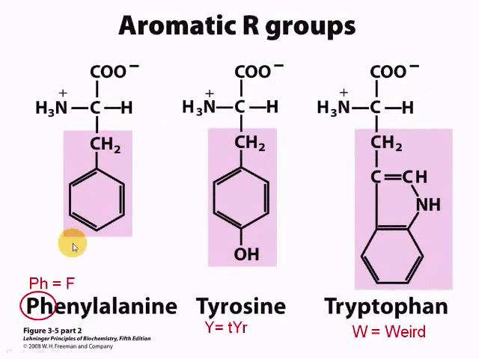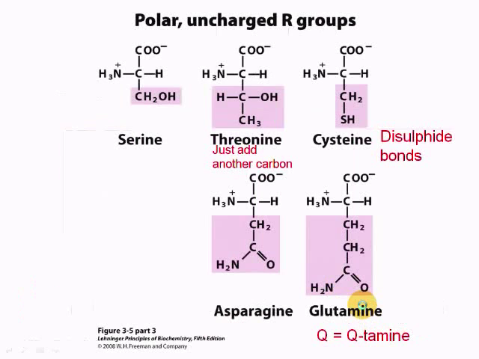Alright, for aromatic, you have phenylalanine. And so this pH sounds like an F, and so the F is the one letter abbreviation. Tyrosine looks like a tire, and it says tire right here. And so I think of tire for that aromatic with an OH coming off of it. And the Y in tire tells you that it's Y for the one letter abbreviation. Tryptophan looks weird, and so I just remember weird. W is the one letter abbreviation.